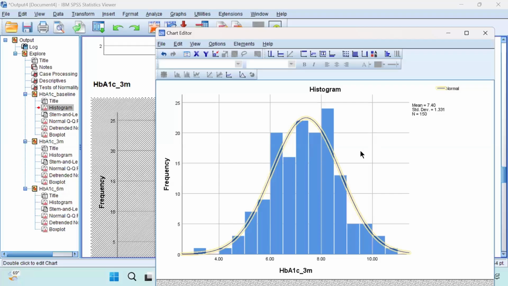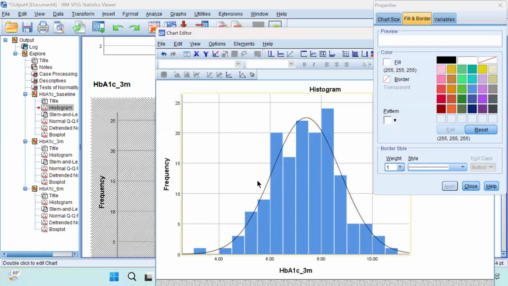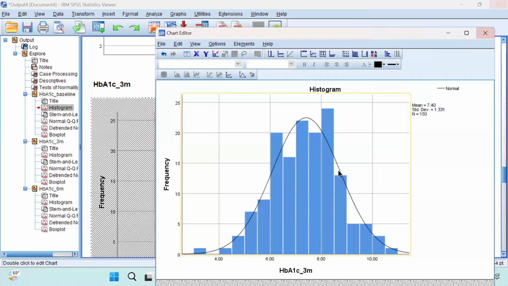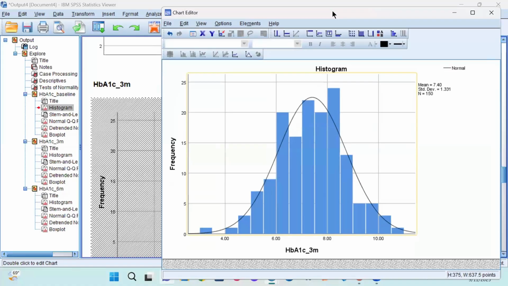So you can see even this one, the HbA1c recordings that were taken after 3 months, are also normally distributed when you check on the histogram. That is, they have a bell shape and the mean lies at the middle. Also the outliers, you can see the way outliers are distributed.